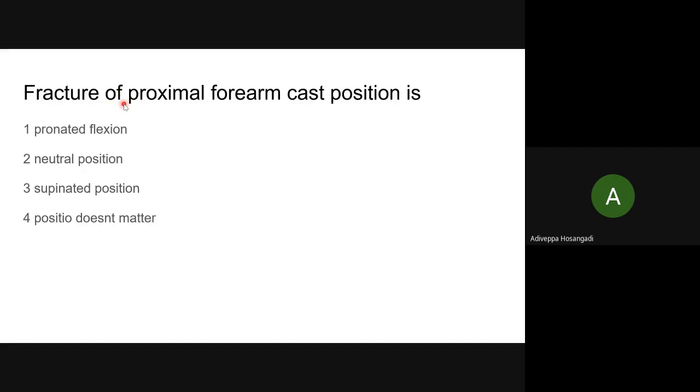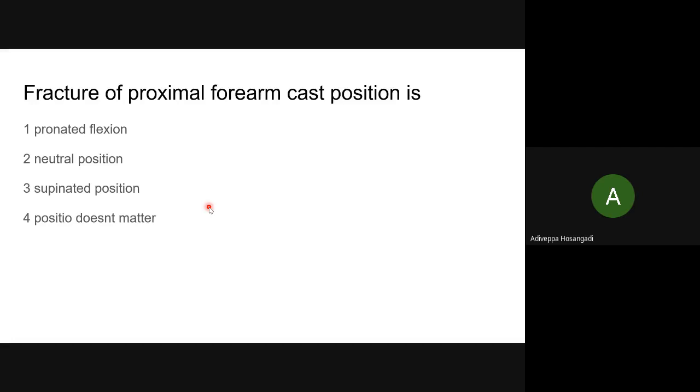Fracture of the proximal 1/3 of radius and ulna. What is the position of the forearm in the cast? Pronated, neutral, supinated? Pronation, sir? No. See, proximally there is the supinator. Supinator is attached to the bicipital tuberosity. Remember this. A strong supinator is the biceps.